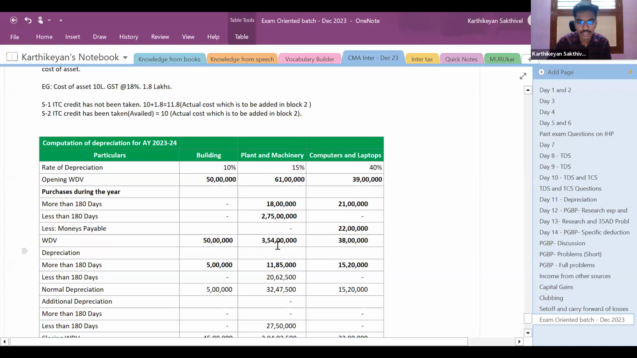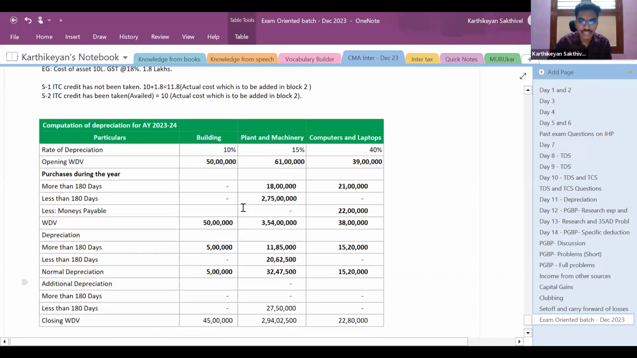39 lakhs into 40%. This is 61 lakhs into 15%, you will get this. So put to use for more than 180 days. Here, adding these two, 61 lakhs plus 18 lakhs into 15%, you will get 11 lakhs 85,000. Next, for less than 180 days, 2 crore 75 lakhs into 15% into 1/2, this amount will come. So this is the total normal depreciation.